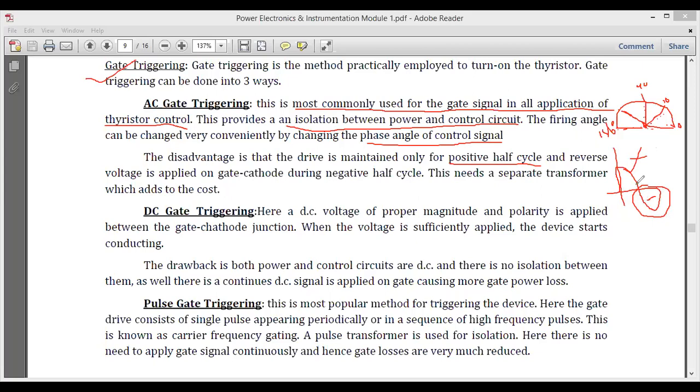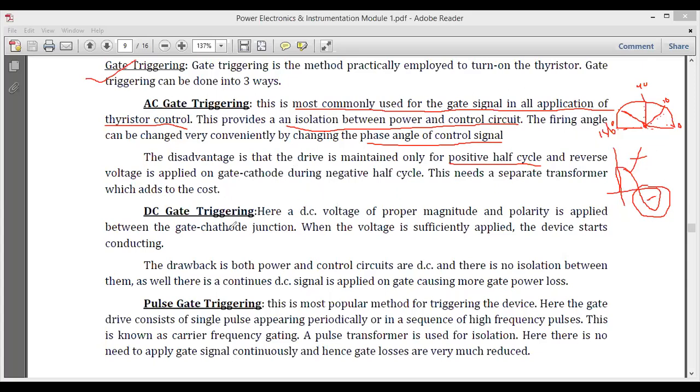But in the positive half cycle, what is happening? In the positive half cycle, the diode conducts properly, and it will be in the forward blocking state, and can be made into the forward conduction state also. So the disadvantage here is that it can be operated only for the positive half cycle, not for the negative half cycle. This is the small disadvantage in AC gate triggering.